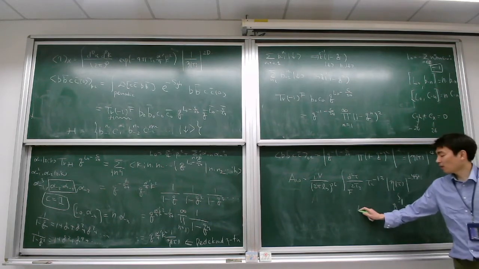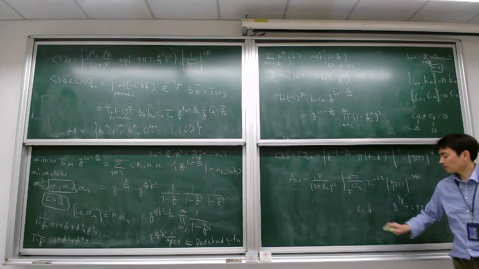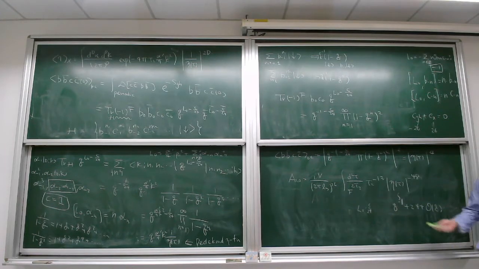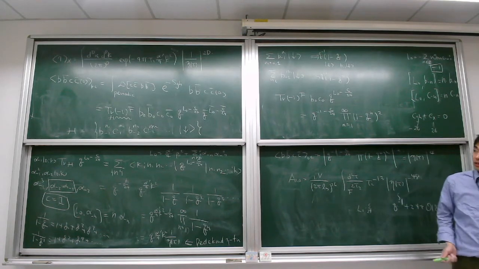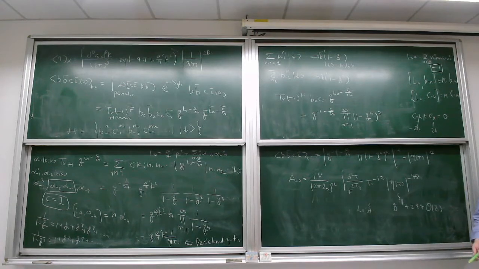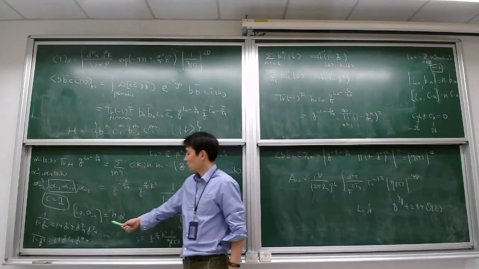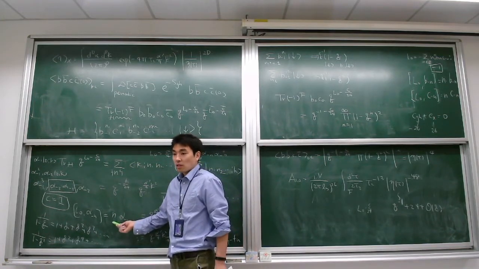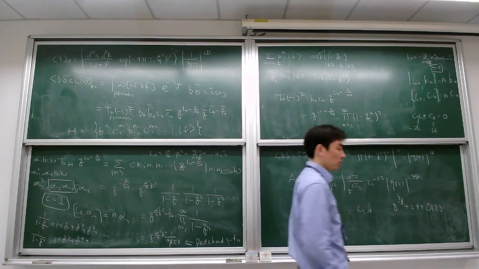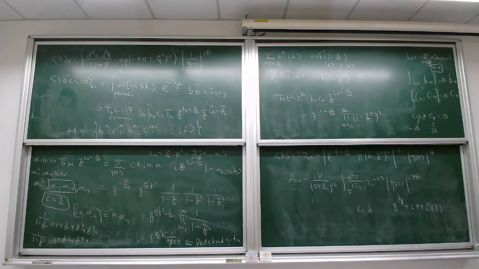Essentially what we did is L0 minus c over 24. So the exponent here is everything coming from the meaning of L0. Okay. Essentially L0 counts, so as I mentioned, L0 counts the level. So what is level minus 1? Or level means the, anyway.